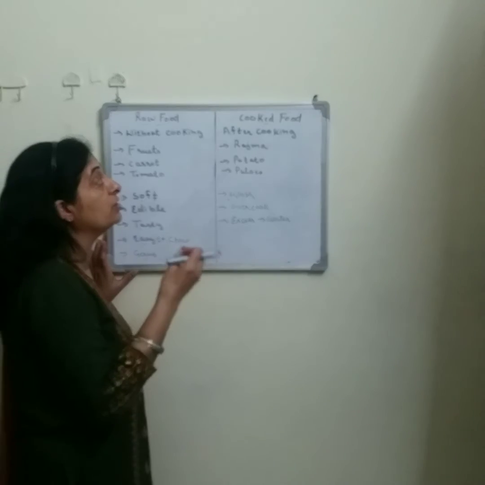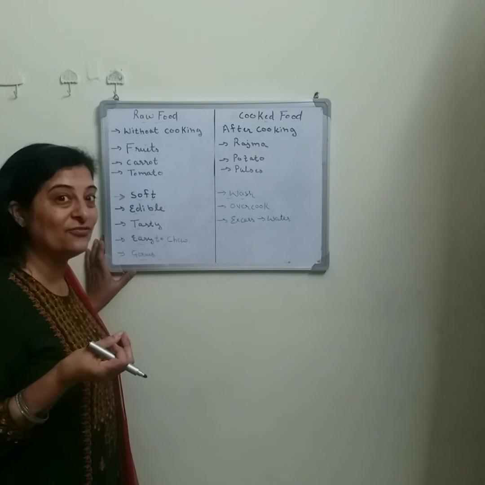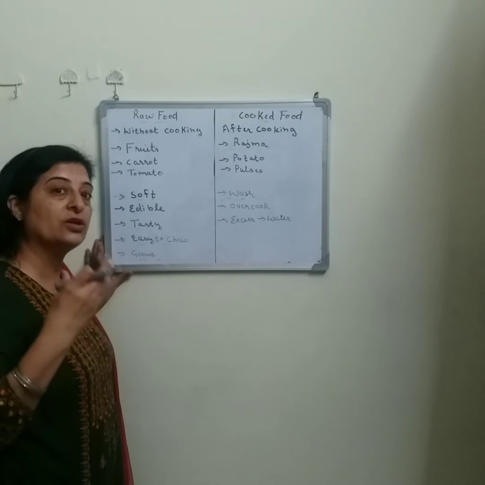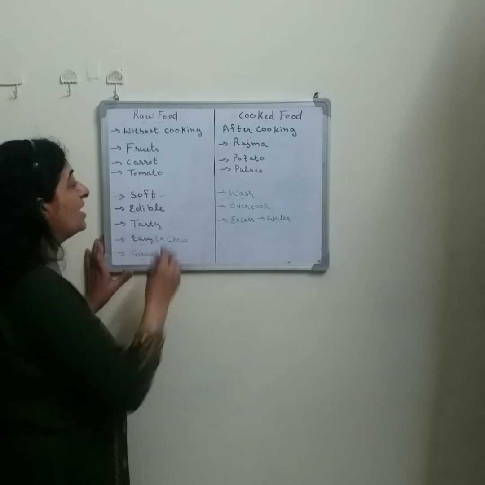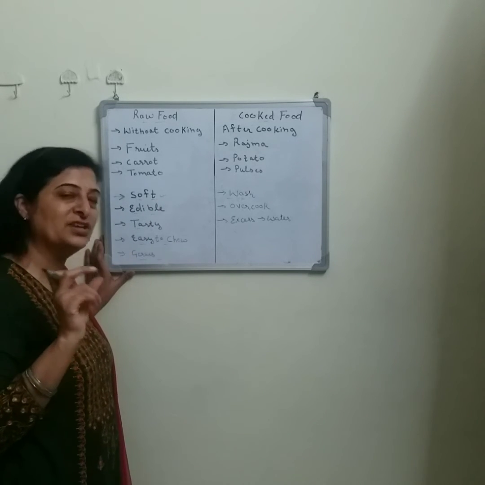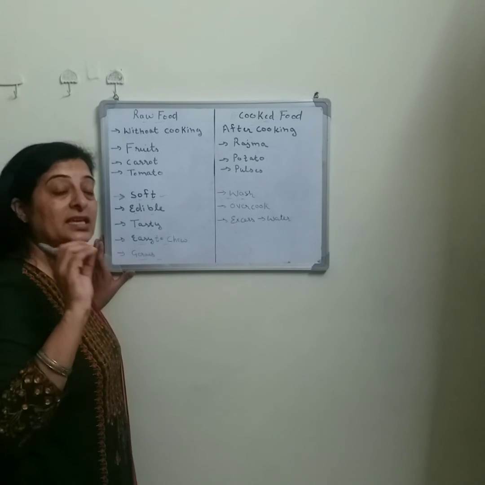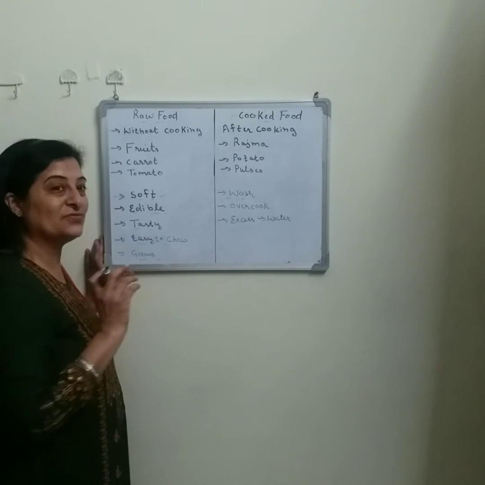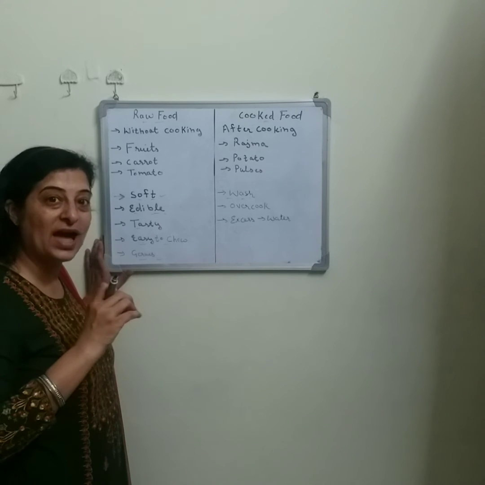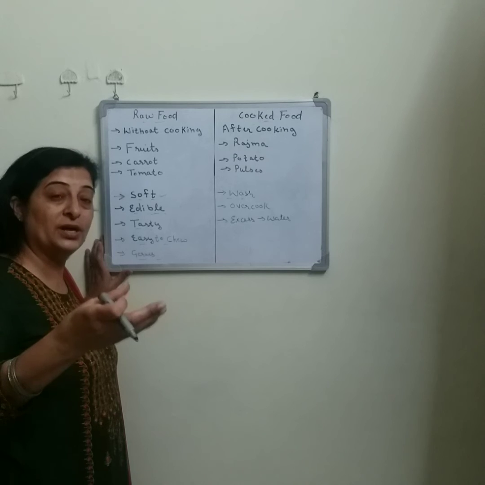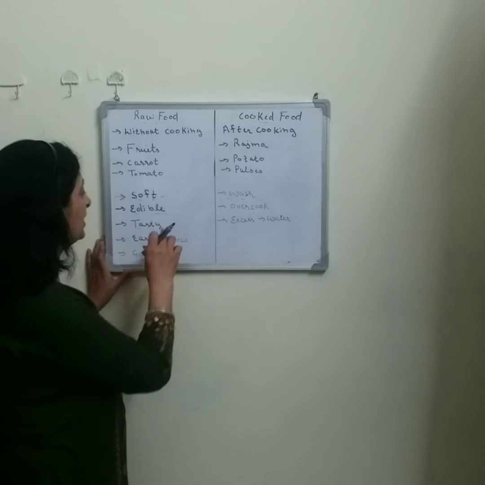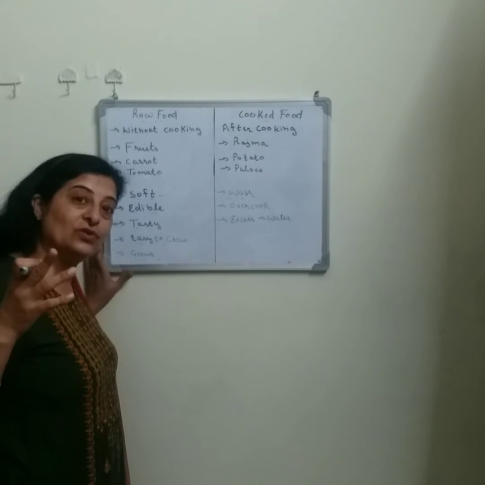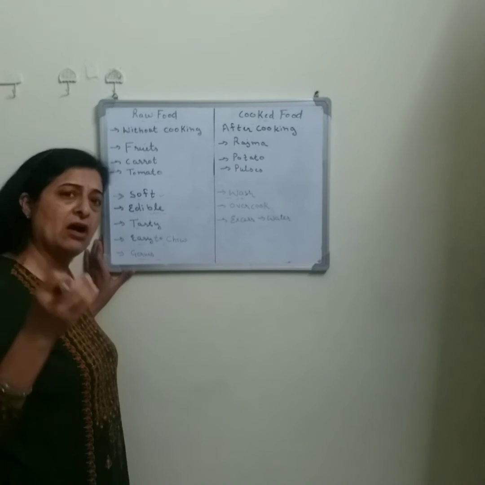When we cook the food, there are some advantages. Just see. When we cook our food, it becomes soft. It is easy to chew and easy to digest. The food becomes edible and very tasty because we add spices and butter and oil to it. And the most important thing, cooking kills the harmful germs.